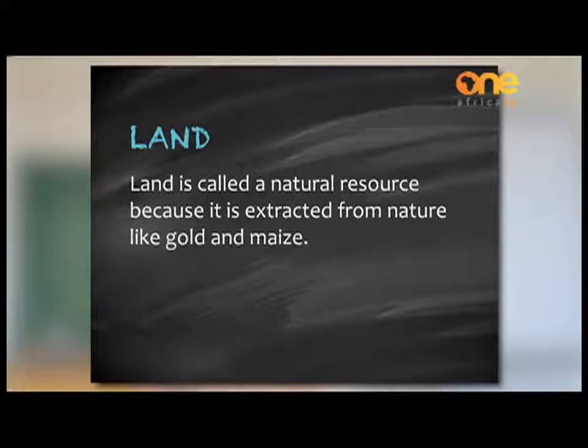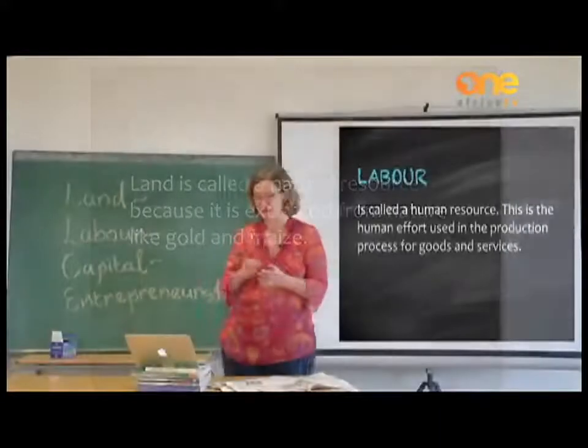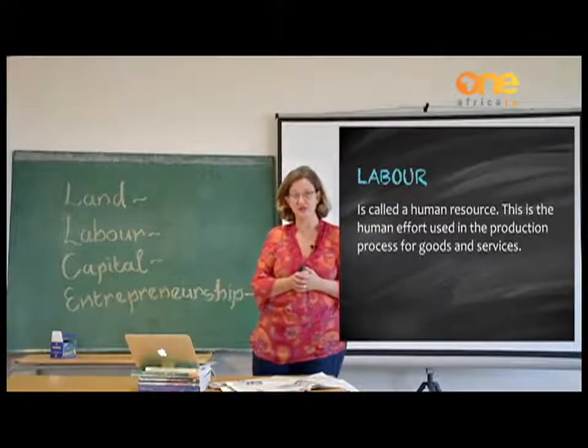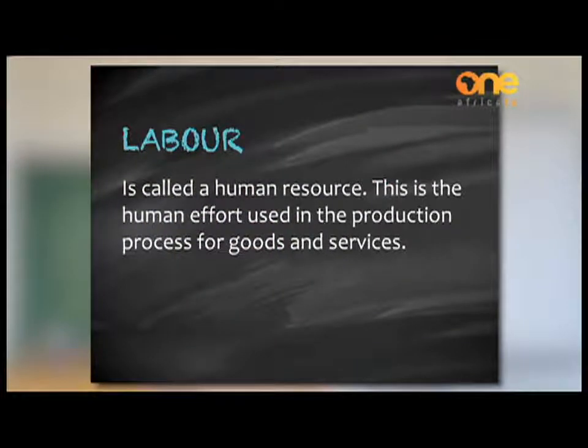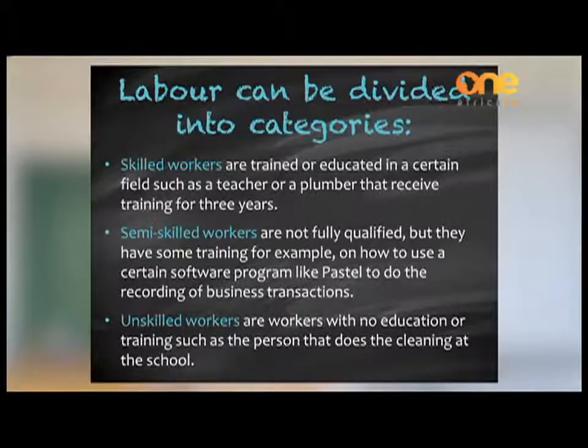An example of land would be gold or fish. That is the example of land. Then if we look at labor, it is also a human resource. In this human resource, human labor is used in the production process of goods and services. So that can be divided into skilled labor. Skilled labor normally go through training.